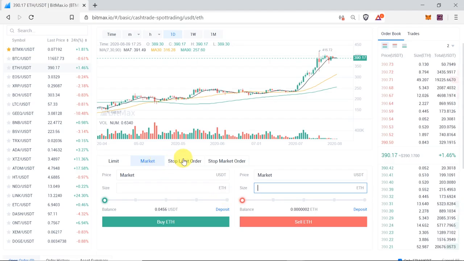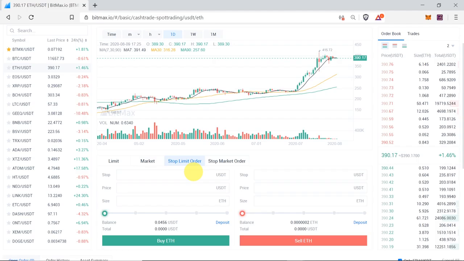Now let's move to the more interesting order, which is the stop limit order. And this is the most useful one for me, at least. The difference between stop limit and limit is that in limit, our order would be visible on the list all the time. So it's in the order book. It may create a wall of orders with other orders, etc.